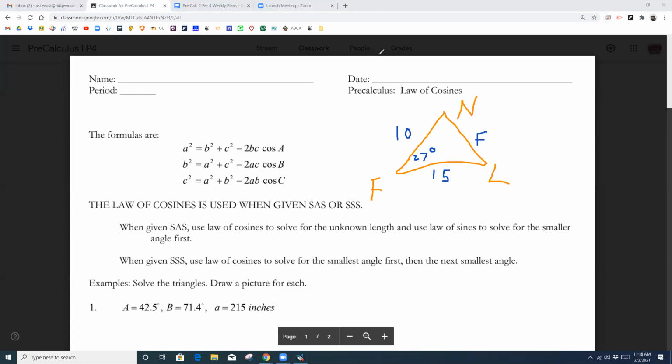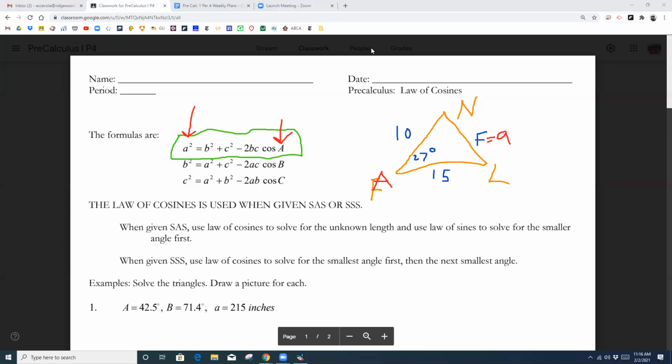It doesn't matter. What does matter is that whatever angle you plug in here, that should be the side across from it. Whatever angle you plug in there, that should be the side across from it. So if I was trying to find angle F and using this formula, I would make this angle A in the formula, and then this would be side A because it's across from it.